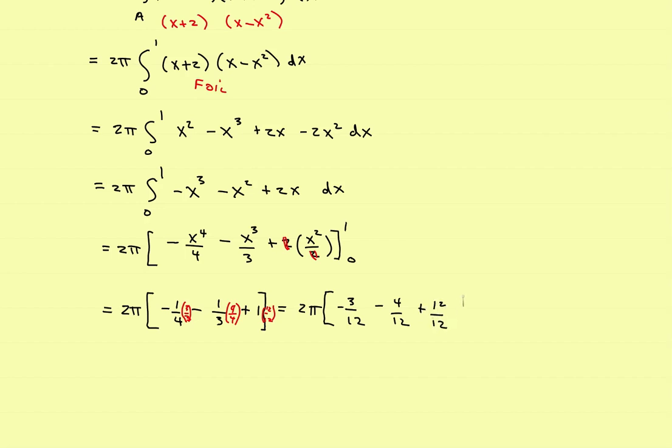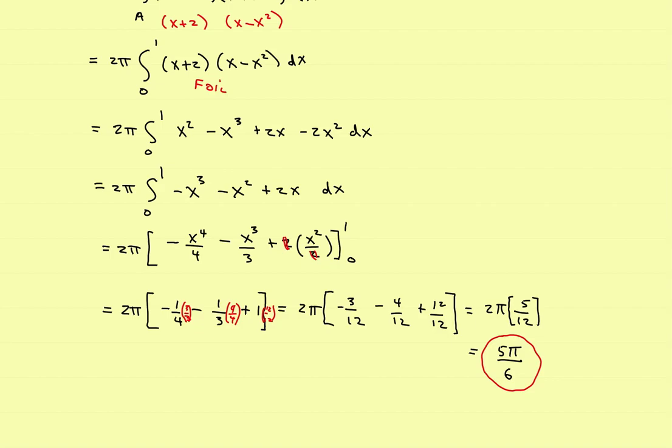12/12. And if you added all that together, you would have 2 pi times, this would be negative 7 plus 12 would be 5/12. So times 5/12. And then the final answer, 2 will go in 12, leave you with 6. You'll wind up with 5 pi divided by 6 for a final volume. So this is going to be the final answer to the problem right here.